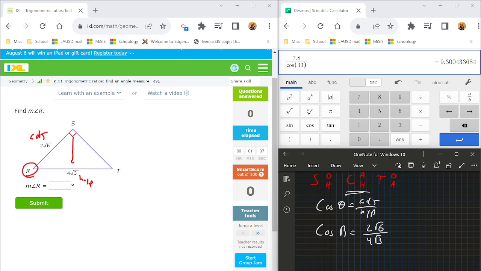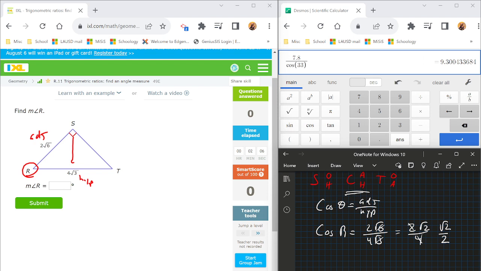You could reduce this a little bit since those are both under the square root. This would equal 2 root 2. 6 over 3 is 2 over 4. And I could reduce this to root 2 over 2. Already know what that angle is going to be. Actually, that's kind of a classic one. When you get into Algebra 2, you'll know that number a little bit better there.